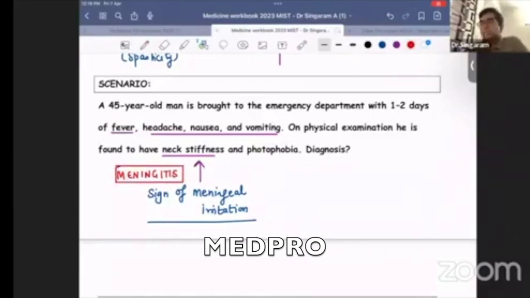Just quickly, can any of you tell what are the other signs of meningeal irritation? Anybody? Just type in your answers. I'll just take a small picture to demonstrate this. Just a minute.